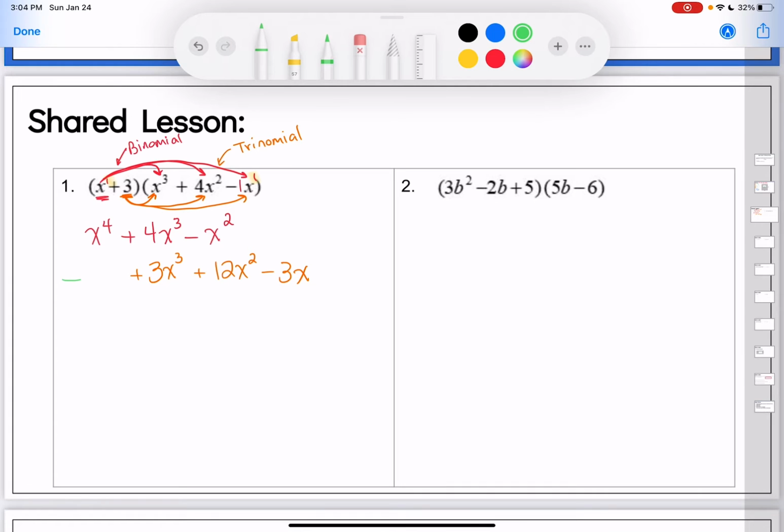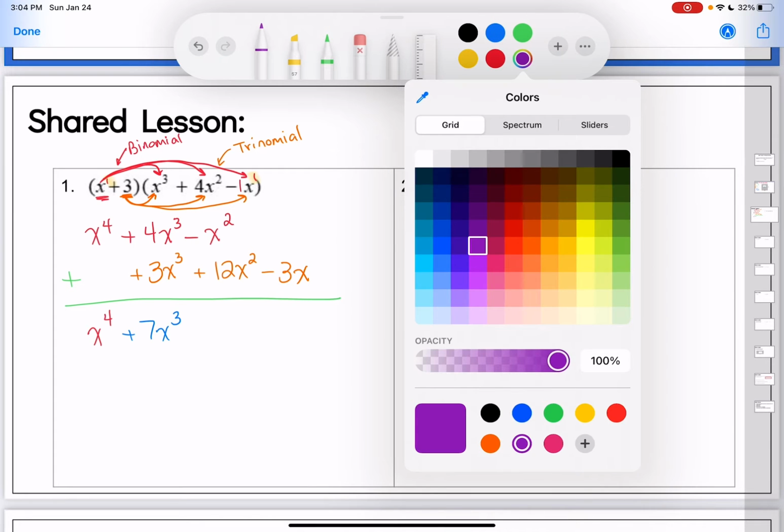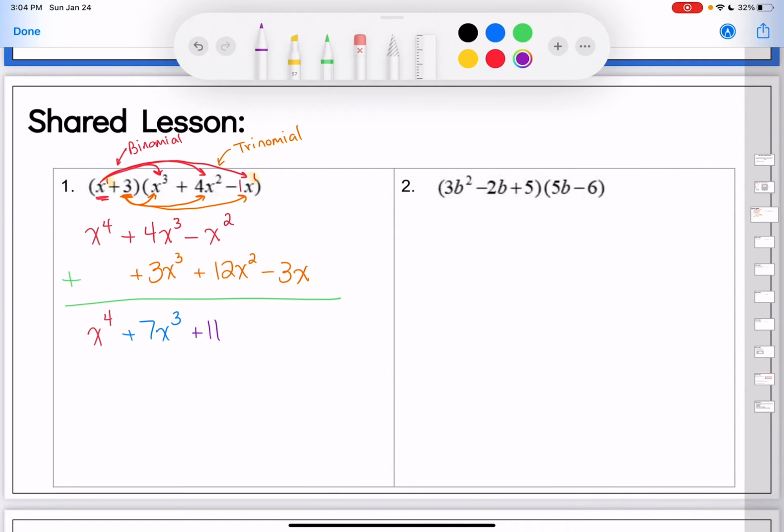And then you definitely have to make sure that you combine your like terms here, right? So nothing to combine the x to the fourth with, it stays put. 4x to the third plus 3x to the third is 7x to the third. Negative x squared plus 12x squared, 11x squared. Nothing to combine the negative 3x with. So it stays how it is. And there's the final answer. Double check that you're writing in standard form. 4, 3, 2, 1. Yes, we are good to go.